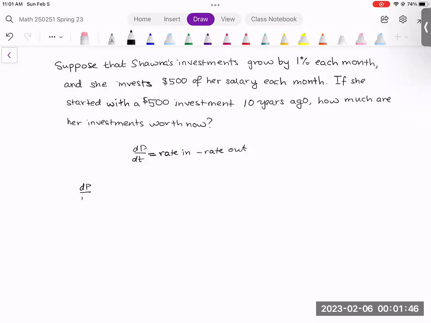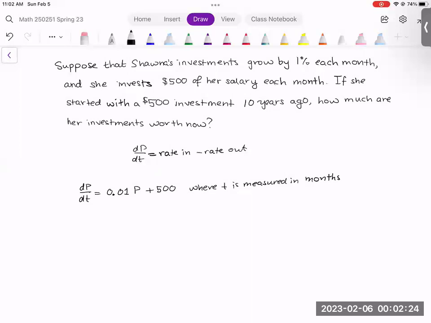In the first way, we're going to say her rate in is 0.01 times however much she had, plus $500, where T here is going to be measured in months. So what we are adding to this account each month is 1% of what was there, as well as this $500.